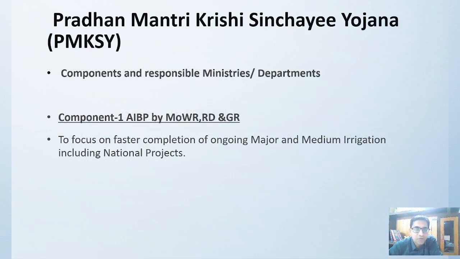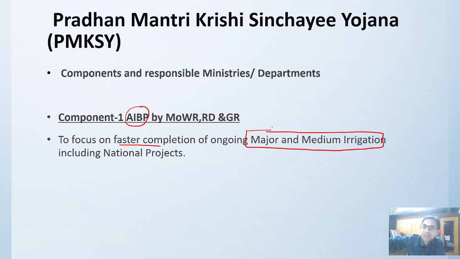There are a lot of components under this. There are a total of 4 components. Component 1 is the Accelerated Irrigation Benefit Program, AIBP. The purpose of this is to foster completion of major and medium irrigation projects. So wherever major and medium irrigation projects are going on, we have to ensure faster completion of them. That is the first focus area of Pradhan Mantri Krishi Sinchai Yojana.